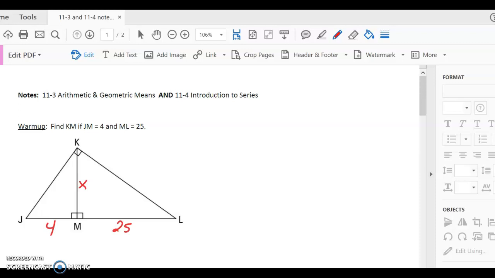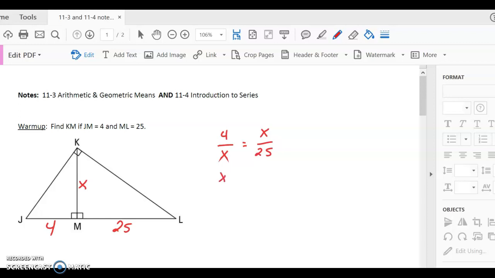But anyway, we have a right triangle and we have an altitude drawn to the hypotenuse. So in geometry there were altitude on hypotenuse theorems, which basically said the length of the altitude is the geometric mean between the different segments that it ends up intersecting of the hypotenuse. So we know that x is the geometric mean between 4 and 25.